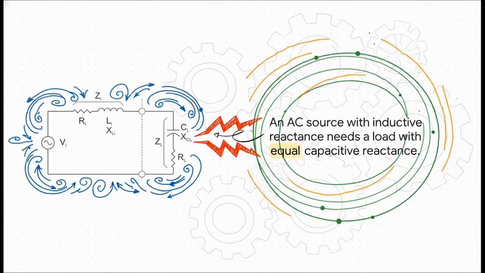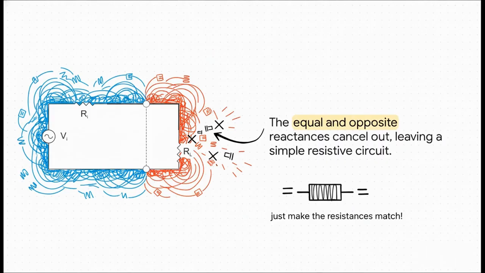So here's what that looks like in a circuit. Our AC source has its internal resistance, Ri, and an inductive reactance from its coils, XLI. So for that perfect match, our load needs a resistive part, RL, that's equal to Ri, and a capacitive reactance, XCL, that's equal to XLI. And here is where the magic happens.